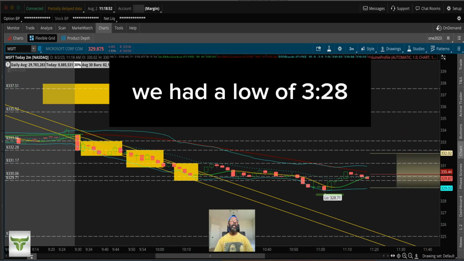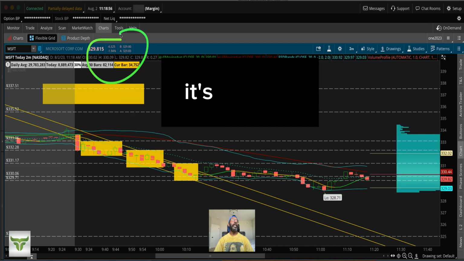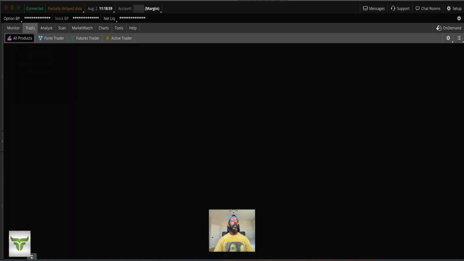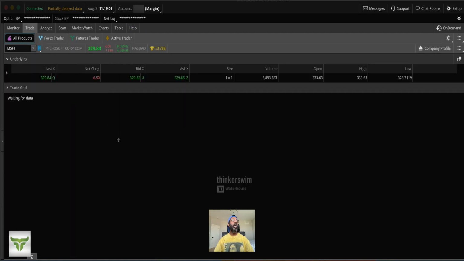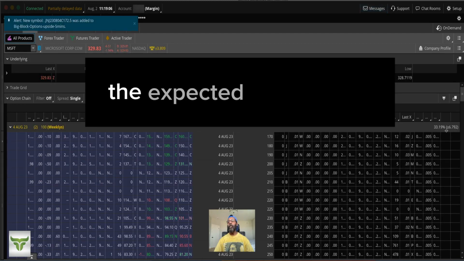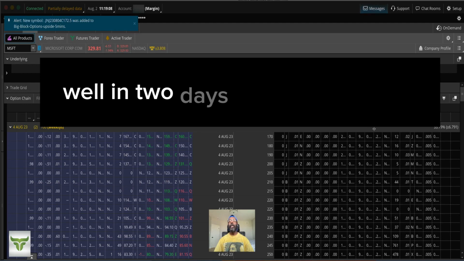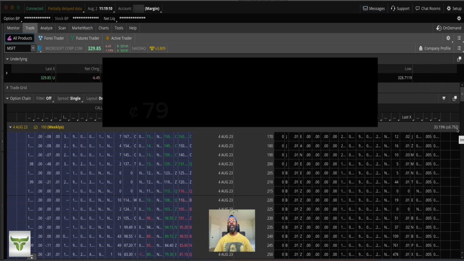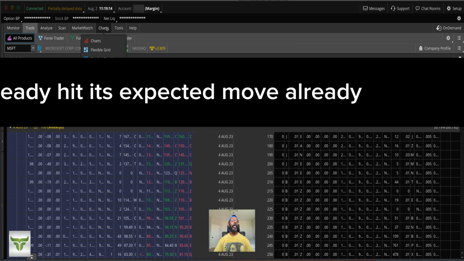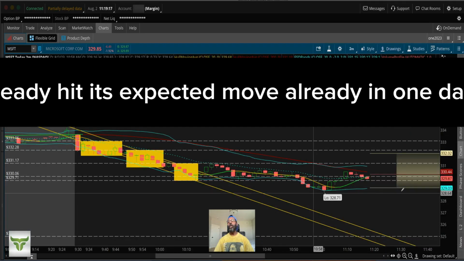We hit a low of 328. What's the move here? Microsoft already moved $6. So we can come over here and look at the expected move. The expected move in 2 days is $6.79. Microsoft already hit its expected move in 1 day.